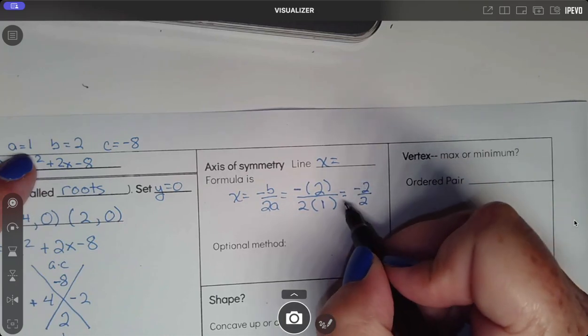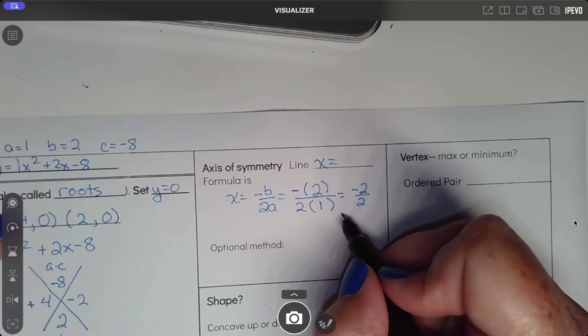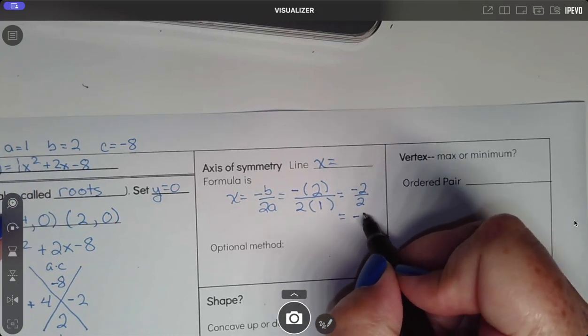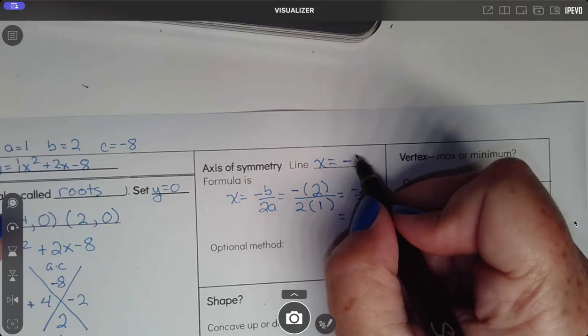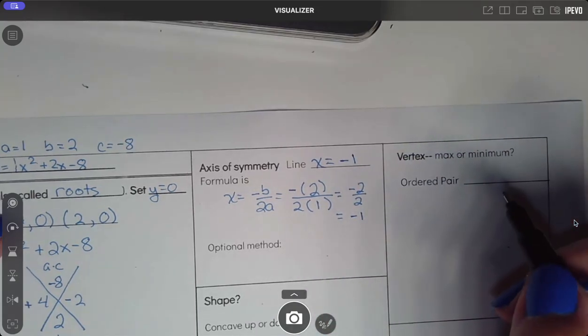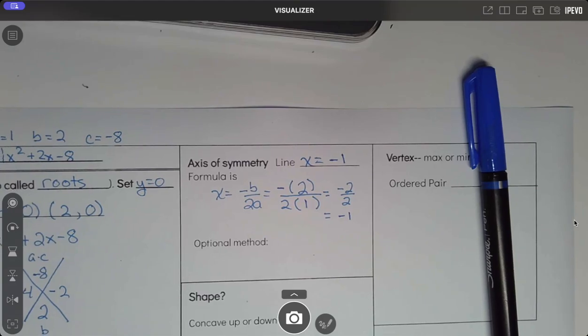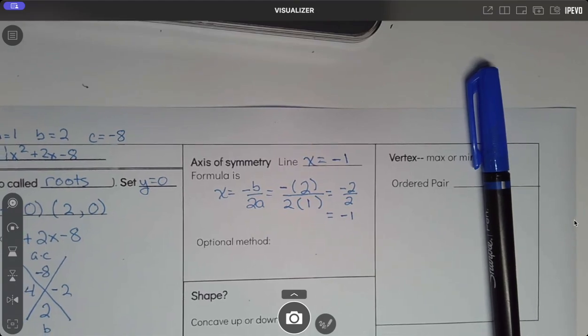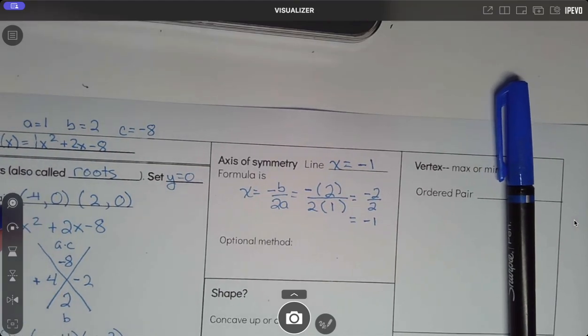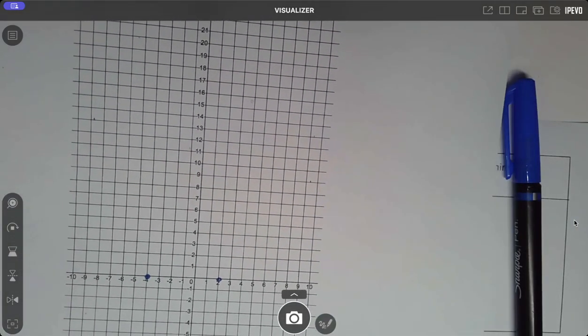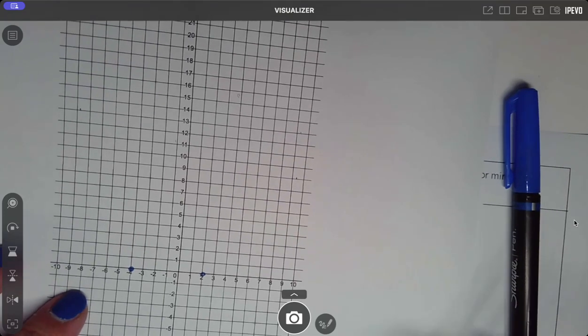By the way, you always have to simplify these. So if I simplify negative 2 over positive 2, I get negative 1. So x equals negative 1. That is our axis of symmetry. And so I'm going to come over here and draw my axis of symmetry. That's going to be a vertical line at x equals negative 1.